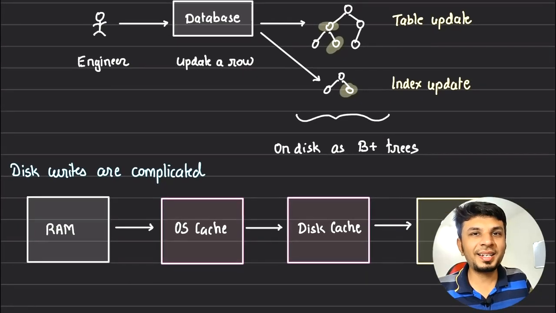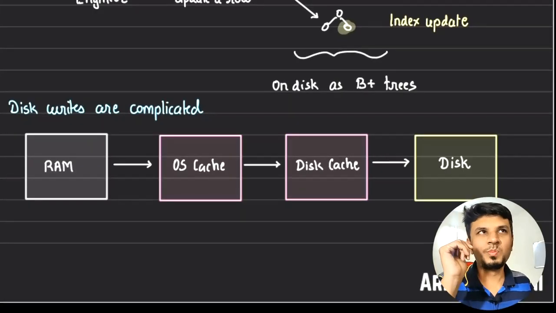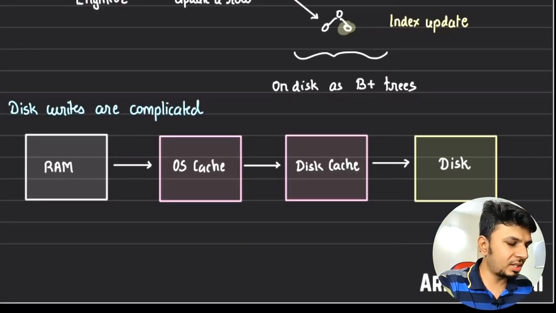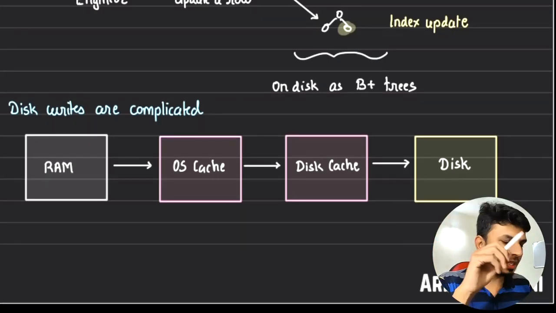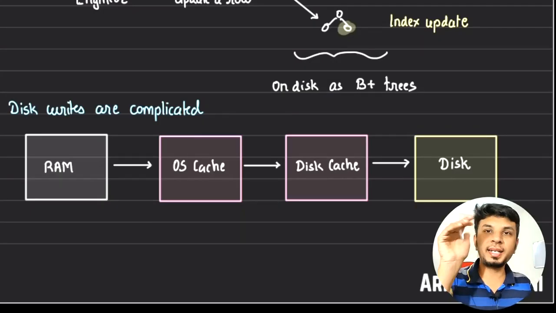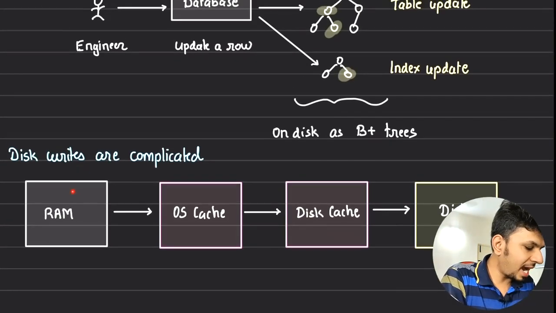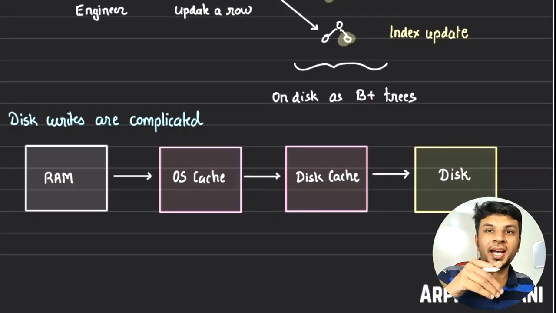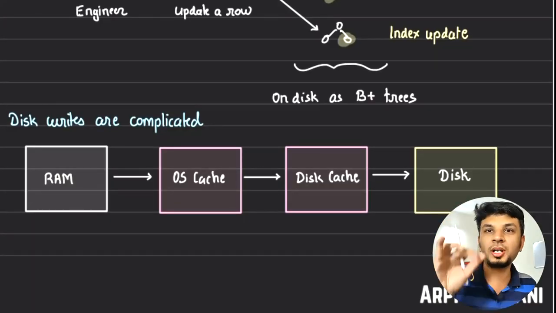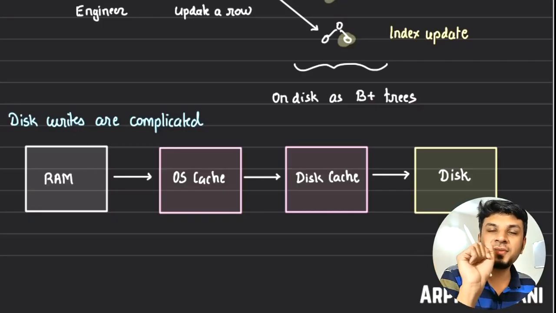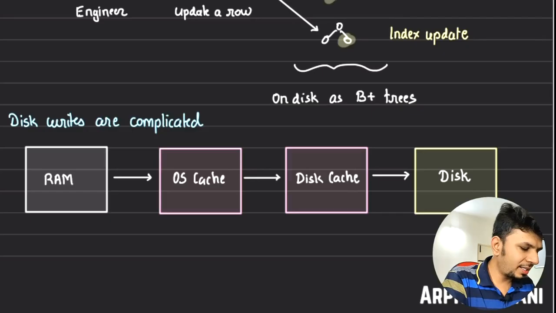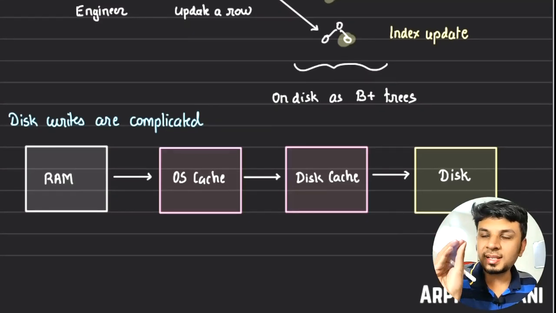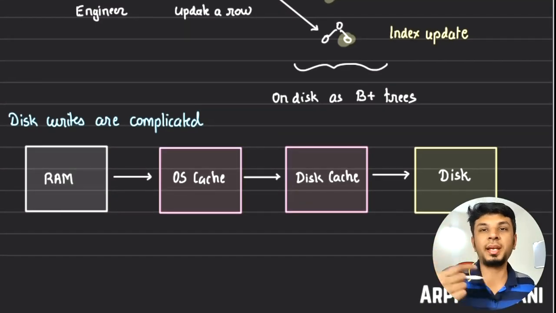But to be honest, disk writes seem very simple, like you are just doing a file open and write, but they are indeed very complicated. It's not just one set of things going on there. The way you write something onto the disk, it is first added to an in-memory flush buffer, which is there in your RAM. From there, it is flushed onto the OS buffer cache. Every operating system, let's say Ubuntu, Windows, and whatnot, has a buffer cache in which it caches the disk blocks. Then it is passed to the disk cache. Every disk that you use has some cache which caches the most frequently accessed disk blocks to make it a little faster.